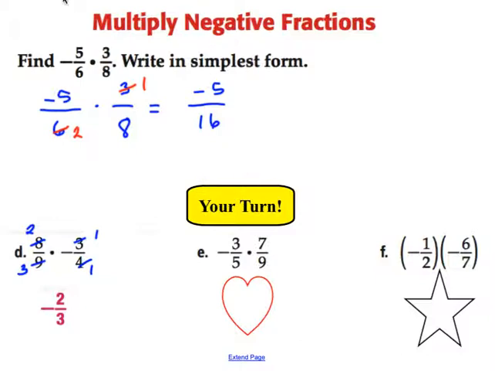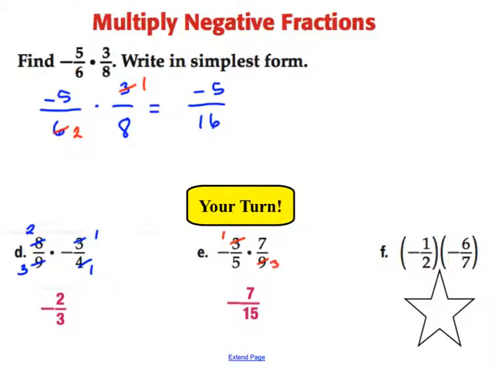Second problem here, we have 3 goes into 9. Okay, this one becomes a 3. This one becomes a 1. 5 and 7 don't share any common factors, so we know at this point we can go ahead and multiply across and we get negative 7/15.